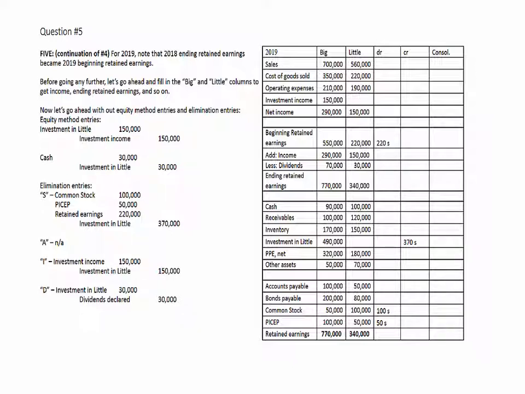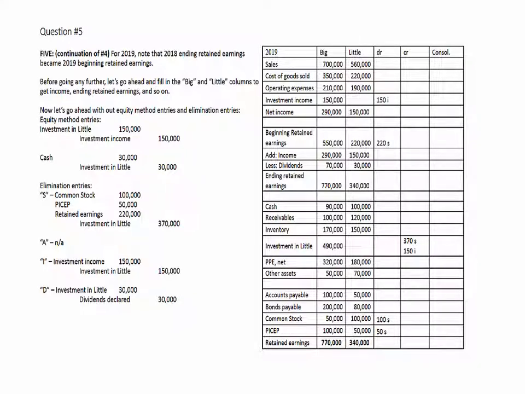Now again, we post these things to our worksheet. And again, I've left off the zeros in the debit and credit column. So we eliminate the subsidiary's beginning of year equity accounts, including their beginning retained earnings. I can't stress that enough. We always adjust beginning retained earnings, and then let that adjustment flow through to ending retained earnings. And we credit the investment in little. Then the I for investment income entry, and the D for dividends entry.